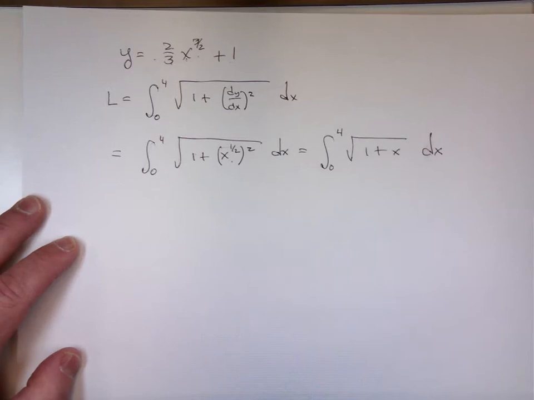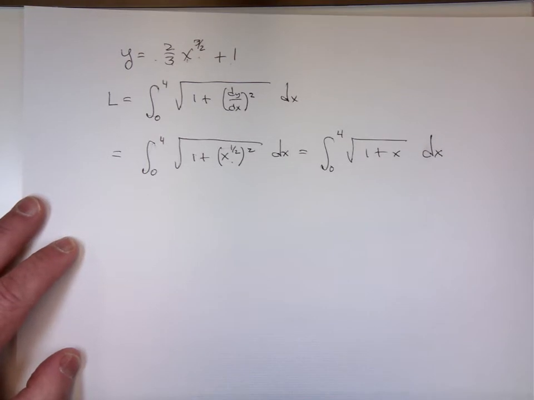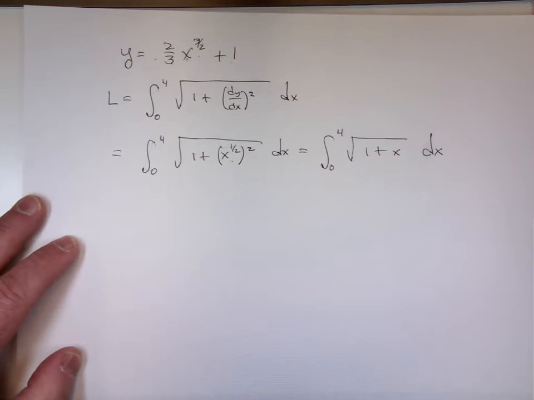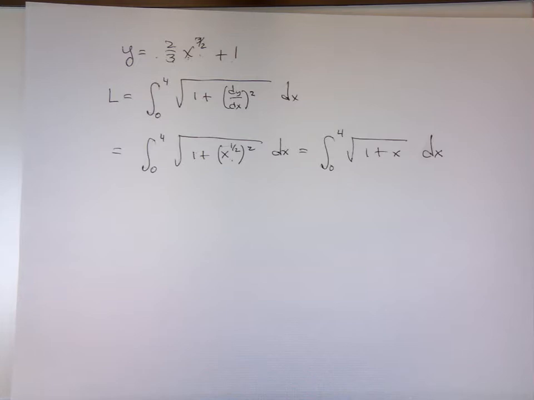I think I mentioned this last class, that this is one of those that you can do. There's very few problems where you can actually do the arc length, because there's very few integrals where you start with a function, take its derivative, square it, add 1, and take the square root, and end up with something you can actually integrate. This is one such example.